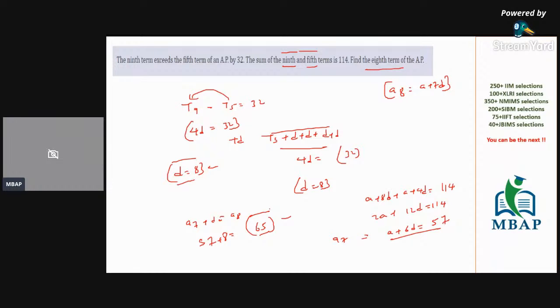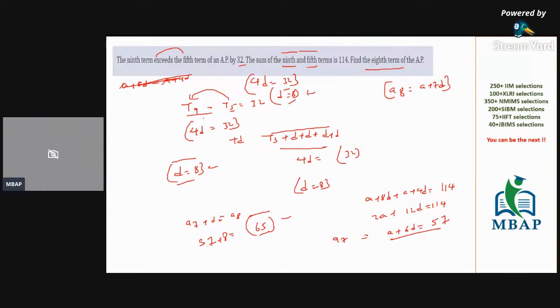Everyone, is this clear? So you do not have to worry about a lot of technicalities of solving the question, provided your concept is clear. The difference of T9 and T5 is 32. T9 and T5, technically, are A plus 8D and A plus 4D. On subtraction, A will get cancelled. But you don't have to fall into this trap. You know the value is going ahead by 4 times D. So 4D will be 32. You got the value of D as 8.